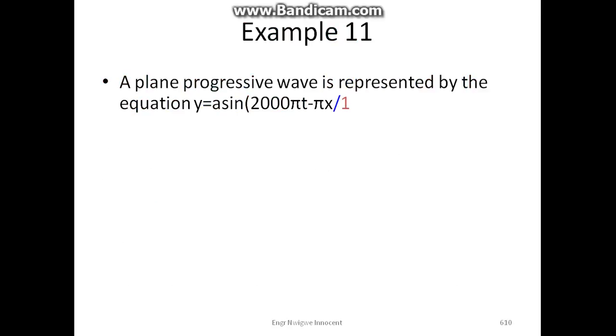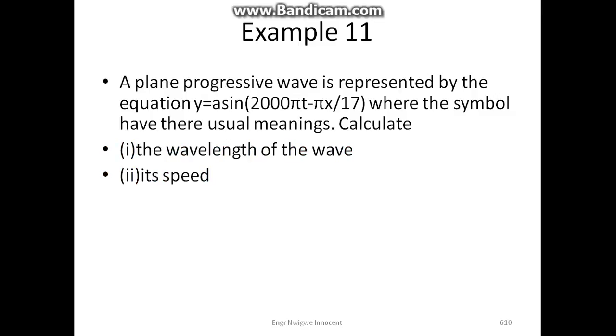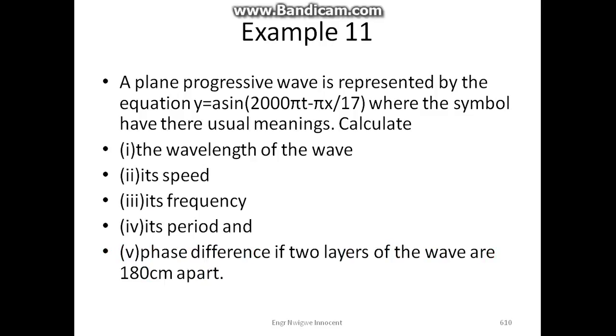Example 11. A plane progressive wave is represented by the equation y equals a sine in bracket 2000πt minus πx over 17, where the symbols have their usual meaning. Calculate (i) the wavelength of the wave, (ii) its speed, (iii) its frequency, (iv) its period, and (v) the phase difference if the two layers of the wave are 180 cm apart.